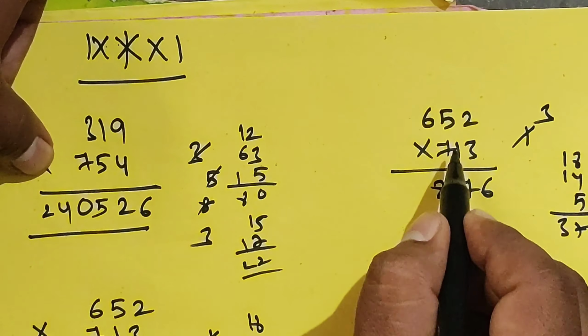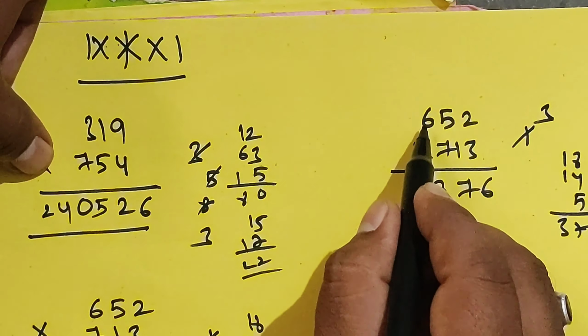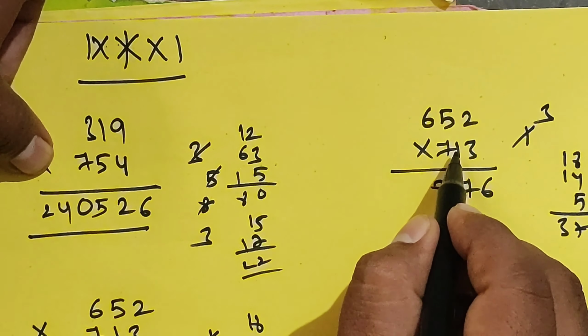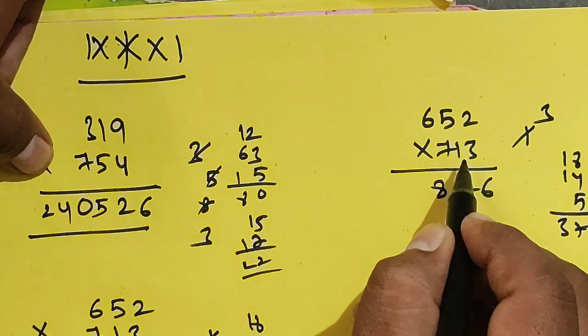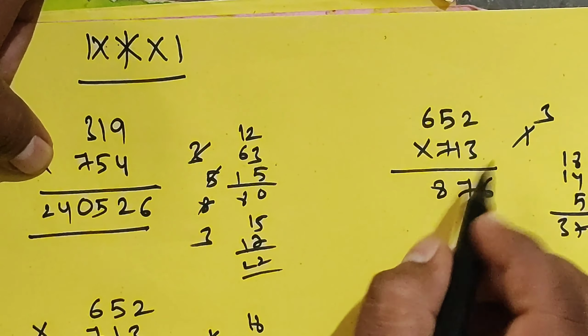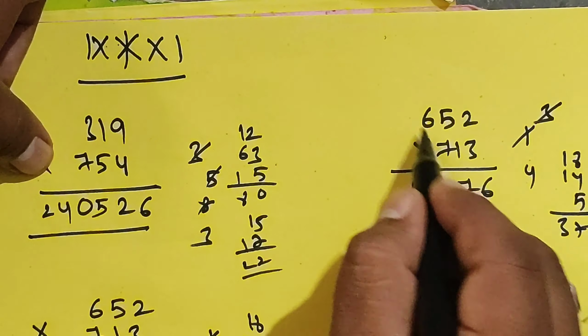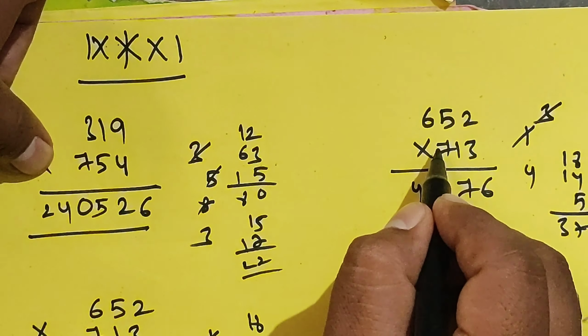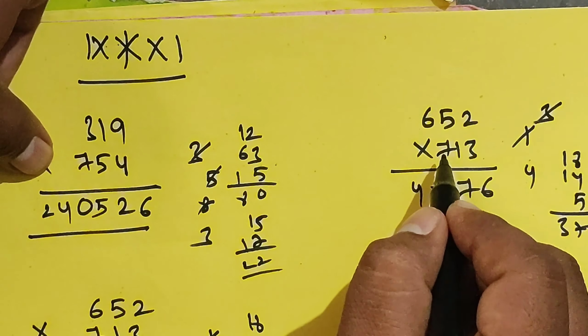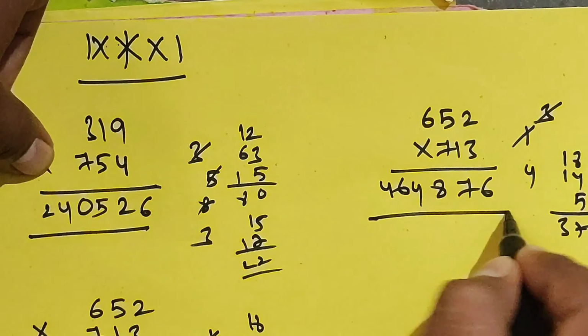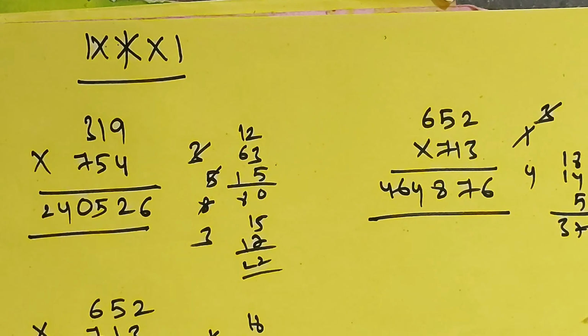Now take the 2 digits here. Now 6 into 1 is 6 and 7 into 5 is 35. 35 plus 6 becomes 41. 41 plus 3 becomes 44. 4 carry is 4. Now 7 into 6 means 42, plus 4 becomes 46. This is the answer. You can do this answer in one line within a few seconds.